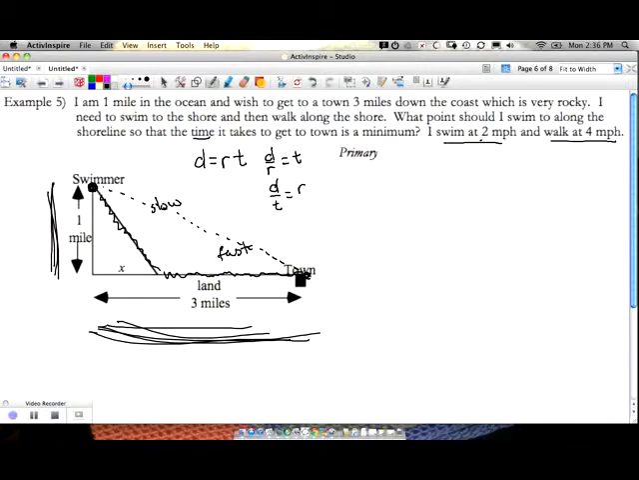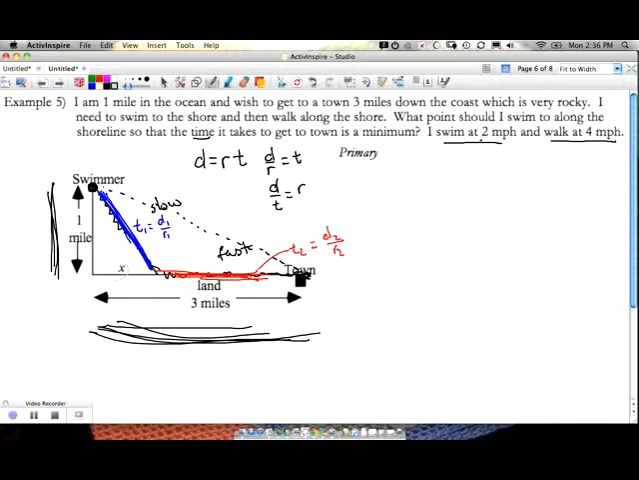Now it's asking us to minimize our time. So let's color code some of this stuff. We'll color code the blue in blue because it's in the water. We'll call that our first time. So our time 1 is going to be the first distance divided by the first rate. Then our time 2, which is going to be here on the land, is going to be the second distance divided by the second rate.